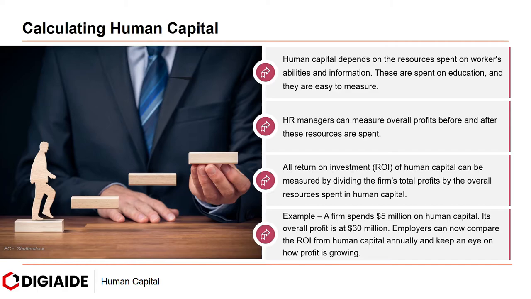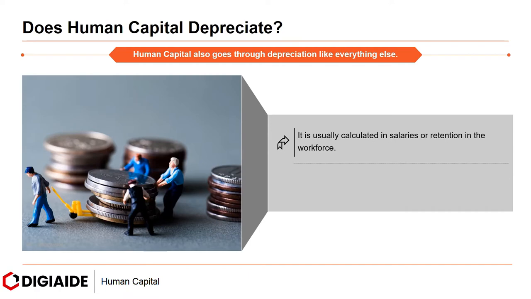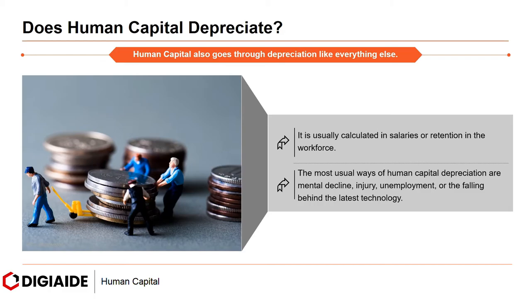Moving on to, does human capital depreciate? Human capital also goes through depreciation like everything else. It is usually calculated in salaries or retention in the workforce. The most usual ways of human capital depreciation are mental decline among the employees in terms of work, injury, unemployment, or falling behind the latest technology.